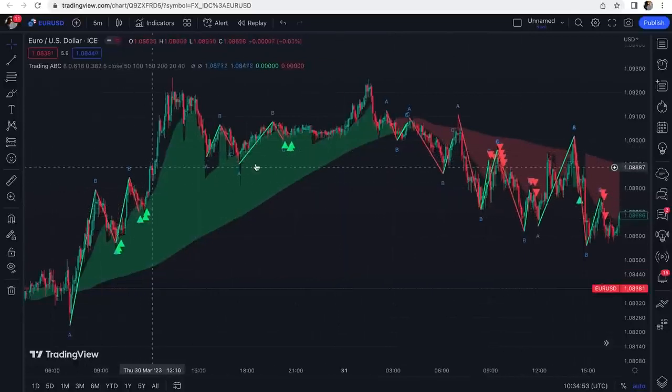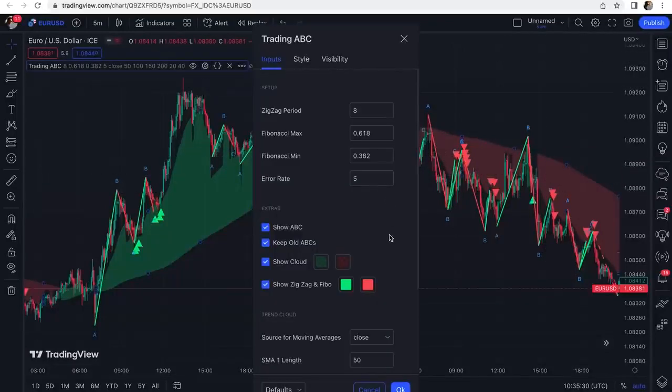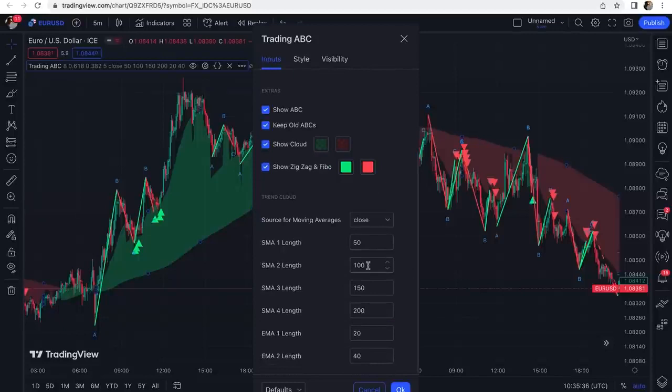prior ABC pattern. These trend clouds help us with direction of trends, and they are built based on moving averages, actually a collection of moving averages. Here in the inputs tab, you can see that it's built based on a collection of simple moving averages and exponential moving averages with different lengths, as you can see here.